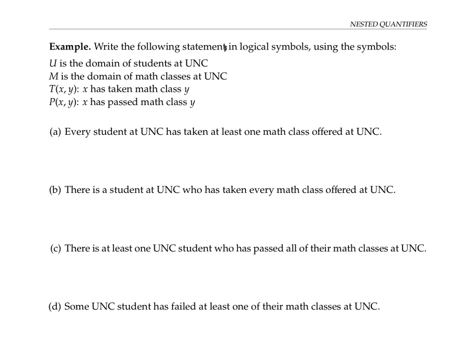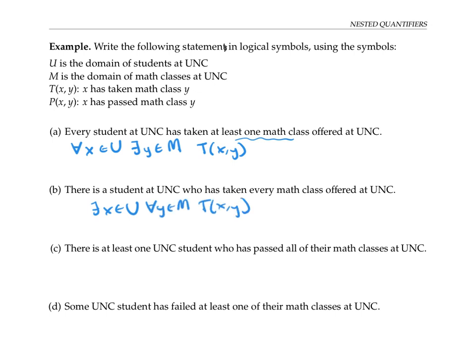The first statement, every student, that's a for all statement, for all x in U, taken at least one math class, that's an exist statement. There exists a math class such that the student has taken the math class, that's T of xy. In the second statement, there exists a student who's taken every math class. So for all math classes, the student has taken the math class.